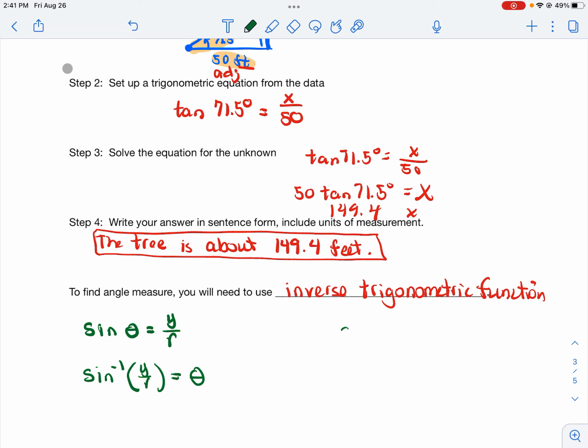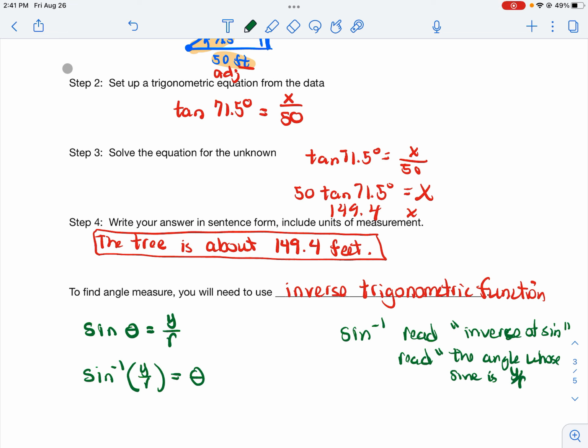So this symbol here is read two ways, okay? Inverse of sine. So I could say the inverse of sine of y over r is equal to the measurement theta. Or, and this is the way I tend to read it, the angle whose sine is y over r. Okay, the angle whose sine.